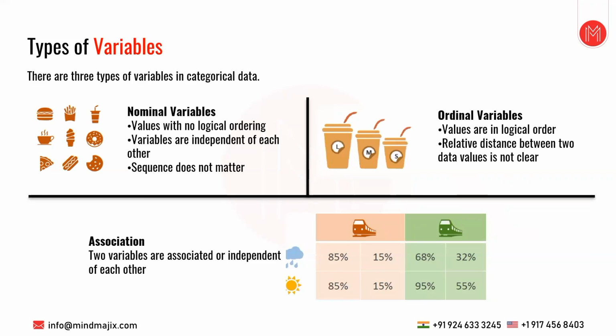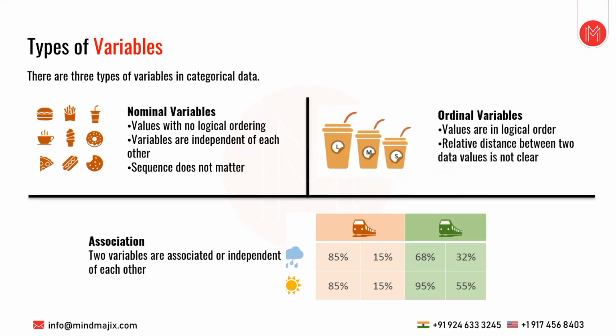The second variable type is the ordinal variable. Ordinal data is a categorical statistical data type where the variables have natural ordered categories and the distance between the categories is not known. Values are in a logical order and the relative distance between two data values is not clear. So that's how an ordinal variable works.